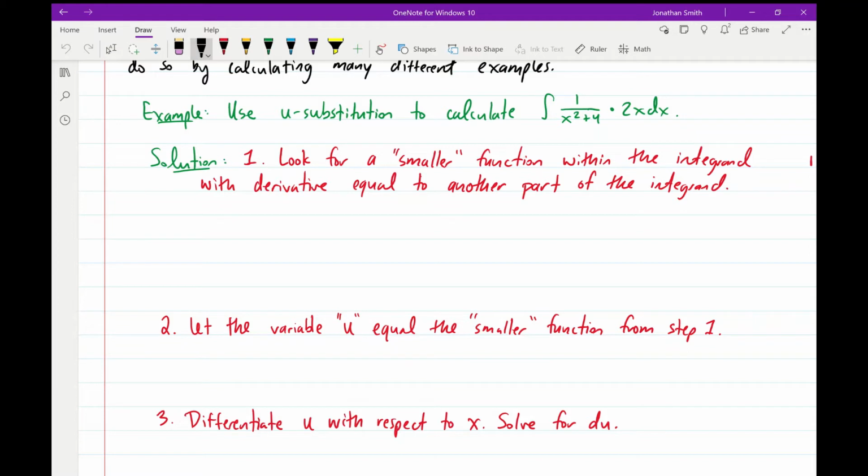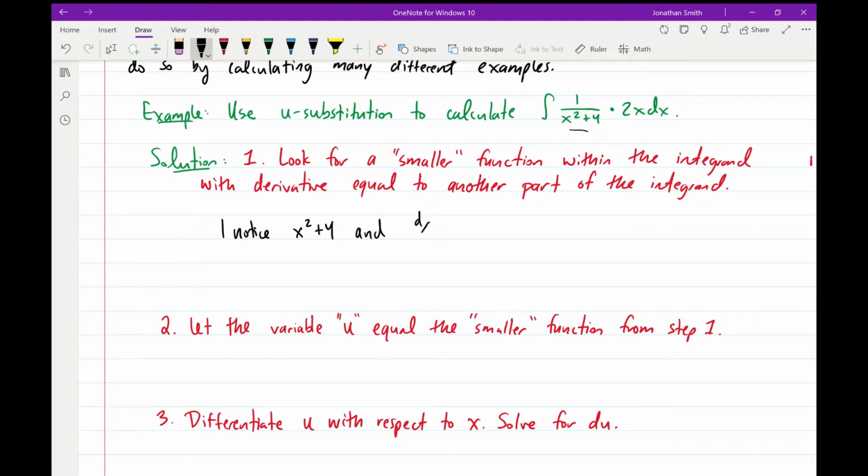If you're going to use u-substitution, the first thing that you want to do is look for some smaller function within the integrand whose derivative shows up inside of the integrand as well. In this case, I notice that I have an x squared plus 4 sitting inside of the integrand in the denominator here.